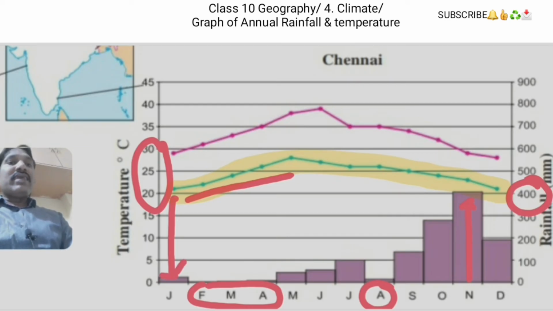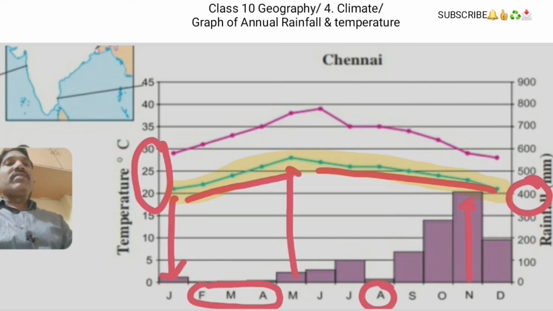It rises in the month of March. Okay, and then again it falls down till December. Okay, students. Now see, now the highest temperature here we can see again.